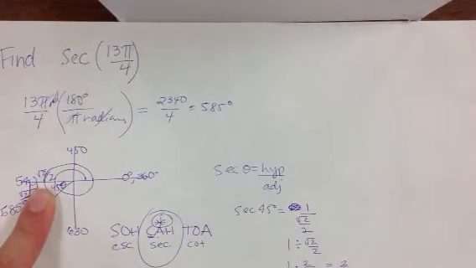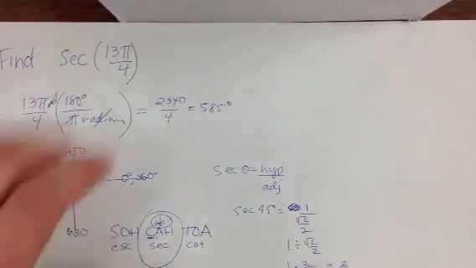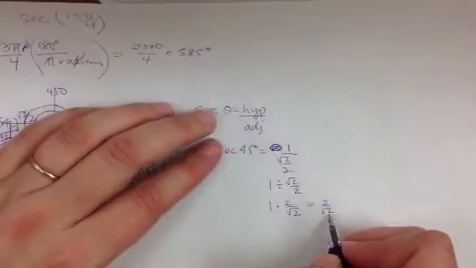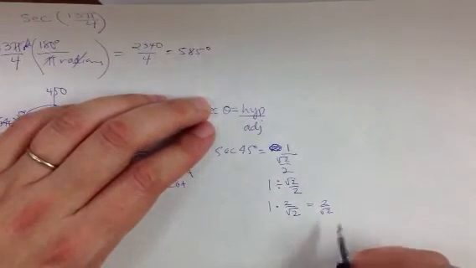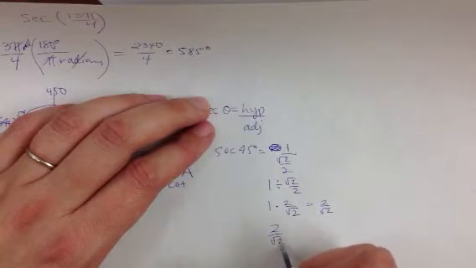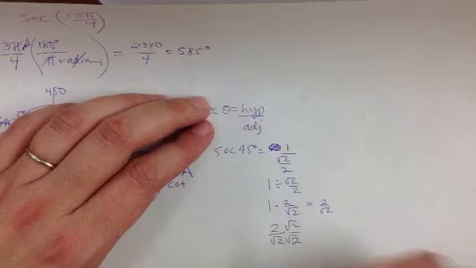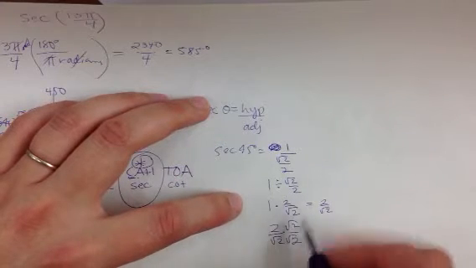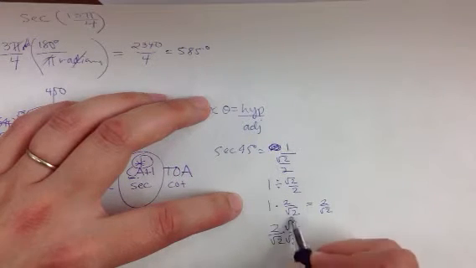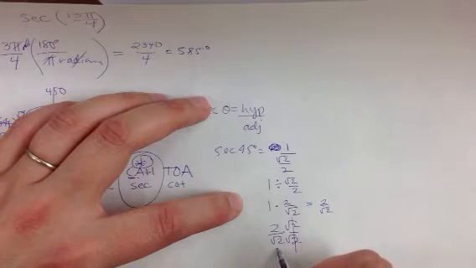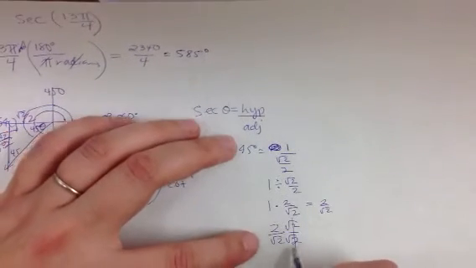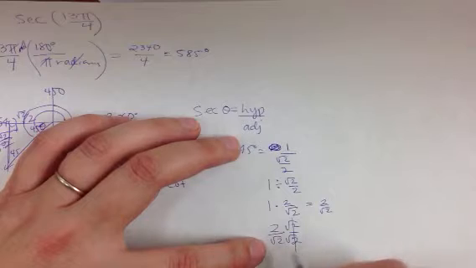But the problem is I cannot keep the square root of 2 in the denominator. So what I have to do is multiply by the same thing to rationalize the denominator. Square root of 2 divided by the square root of 2 reduces to the number 1, and 1 times anything does not change that value. So I can do that to rationalize the denominator.